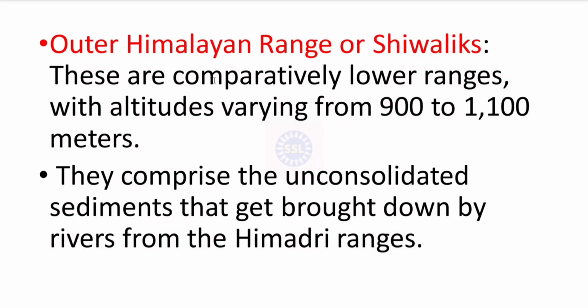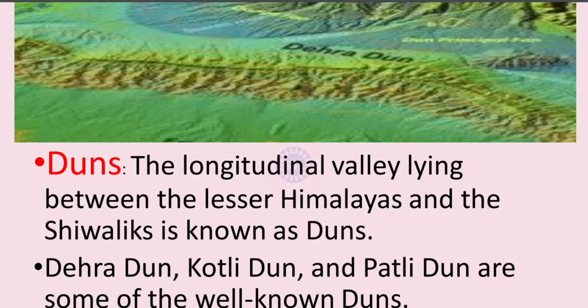Next one, Outer Himalayas or Sivaliks. Outer Himalayas also called Sivaliks. These are comparatively low ranges with altitudes varying from 900 to 1100 meters. They comprise the unconsolidated sediments that get brought down by the rivers from the Himadri ranges.